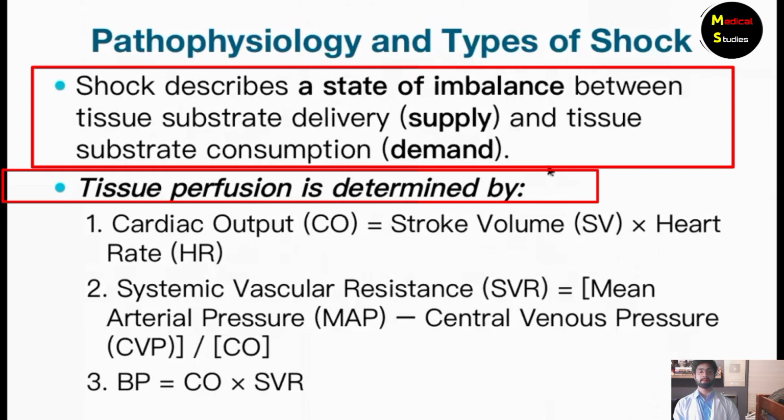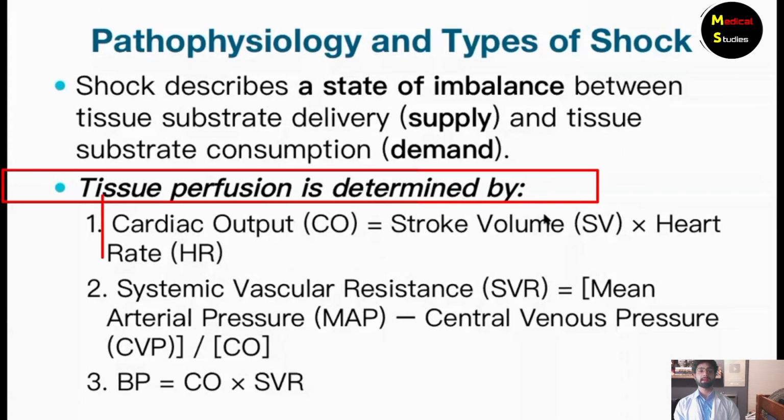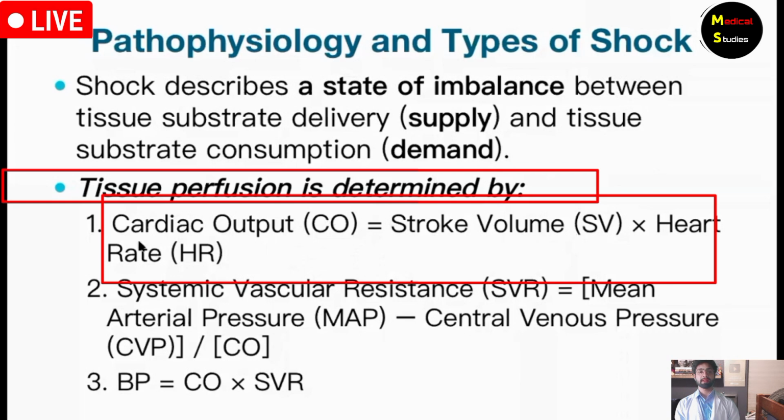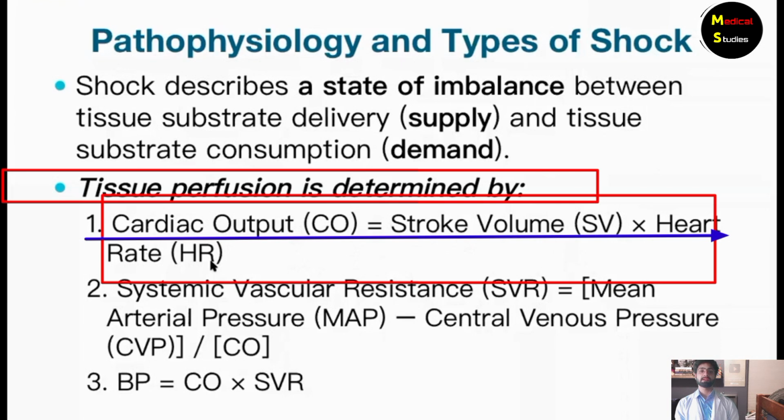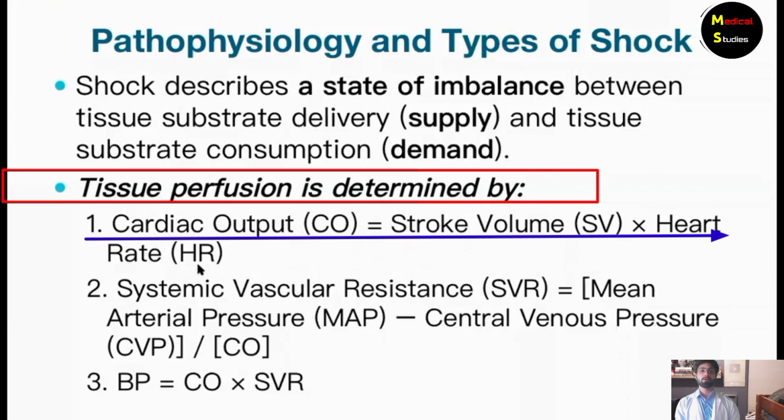So for this, let's talk about some formulas and also some important terms like cardiac output, stroke volume and heart rate. Next, systemic vascular resistance. Now I will explain this. Cardiac output is equal to stroke volume multiplied by heart rate. Everyone of you knows that.